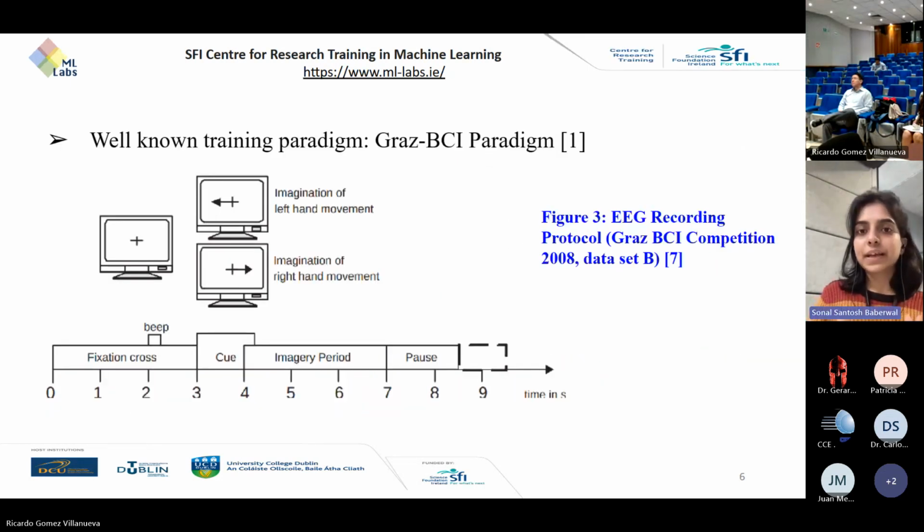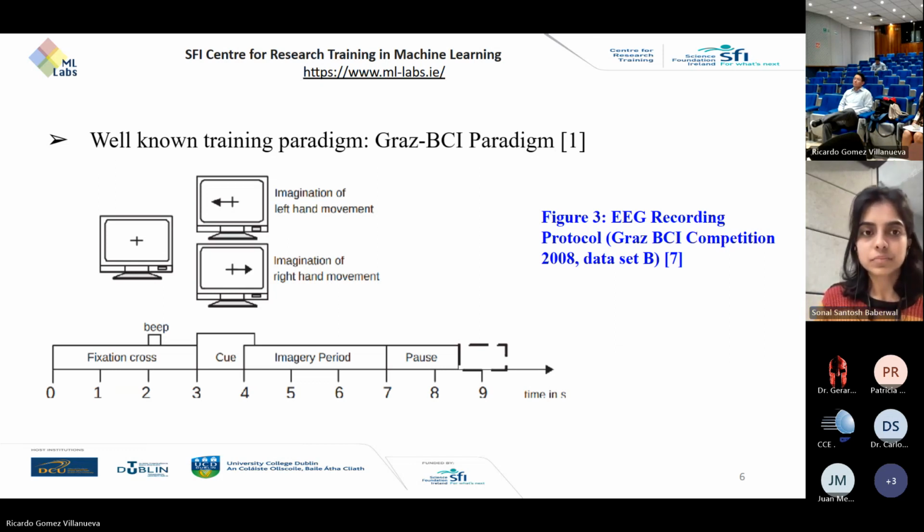These sort of systems need training. So a well-known training paradigm is the GRAZ BCI paradigm, which is shown in this figure, where a cross appears, and then there is a cue, which is either a left or a right arrow, and that's when you start the imagination of left hand or right hand movement. Here we'll take an example of left and right hand movement, and then there is a pause, and the entire trial lasts for 9 seconds.